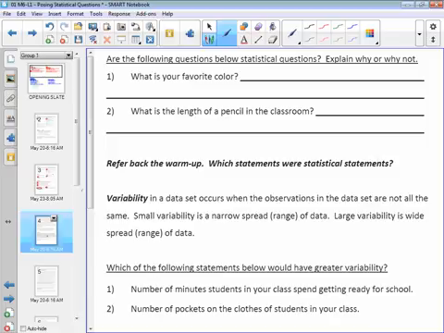Are the following questions below statistical questions, yes or no? What is your favorite color? Is that a statistical question? Raise your hand. Jake? Why do you say no? Only one what? That's it. If there's only one answer, it's not statistical. Write it down.